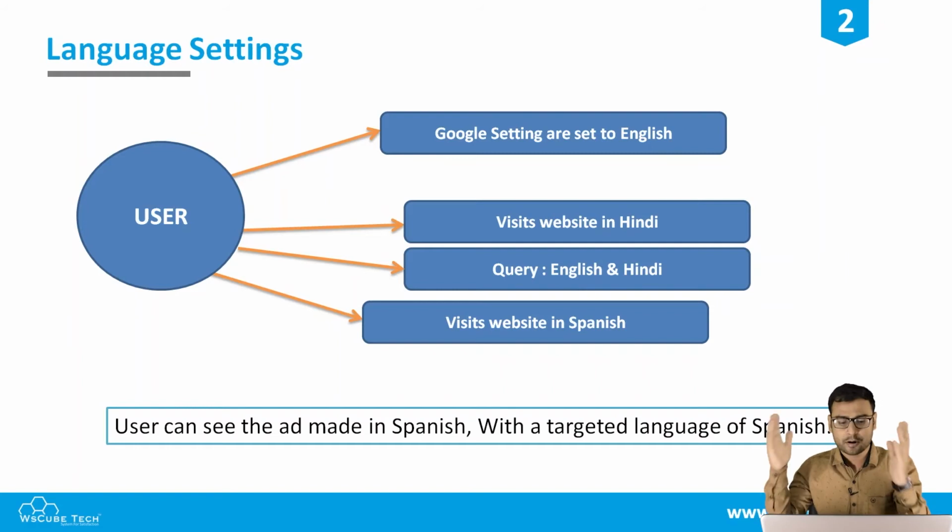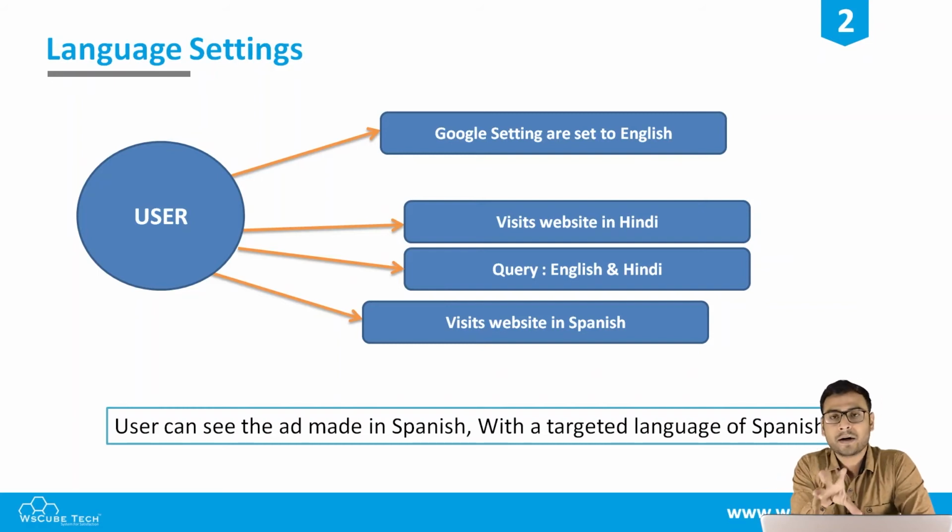So if there is any advertiser who has made any ad in Spanish language, when I say ad, it means the ad copy, with a targeted language of Spanish. If he wants to show ads to people who are Spanish speaking, he will probably make the ad also in Spanish, right? He will try to create the ad copy in Spanish. So the advertiser will select the targeted language as Spanish. This is the ideal case and this is the recommended case also.